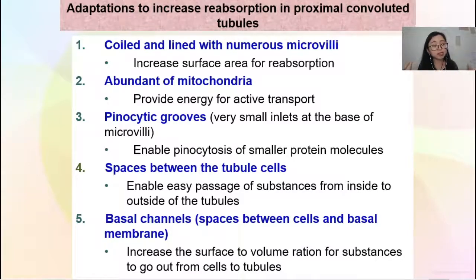There are also spaces between the tubule cells, so it enables easy passage of substance from inside to outside of the tubules. And they are basal channels. So there are spaces between the cells and the basal membrane. There will be channels that increase the surface to volume ratio for substances to go out from cells to tubules.